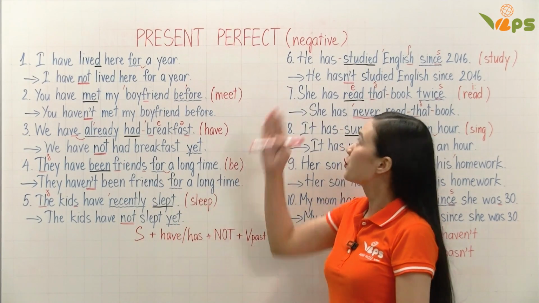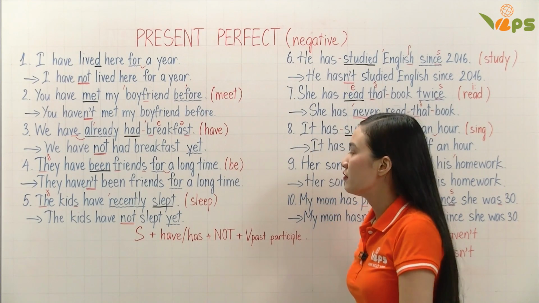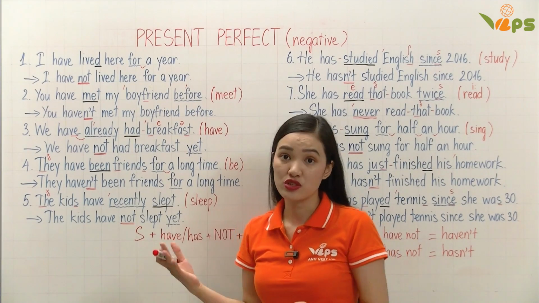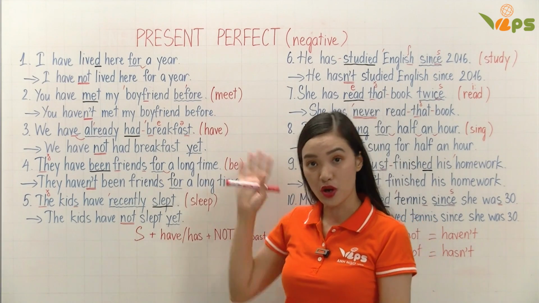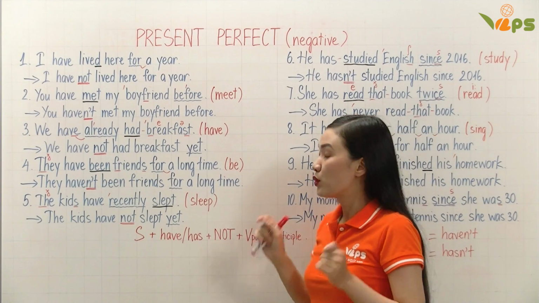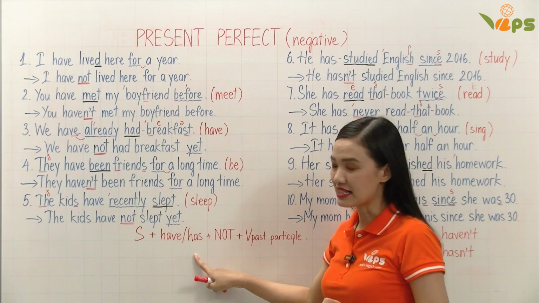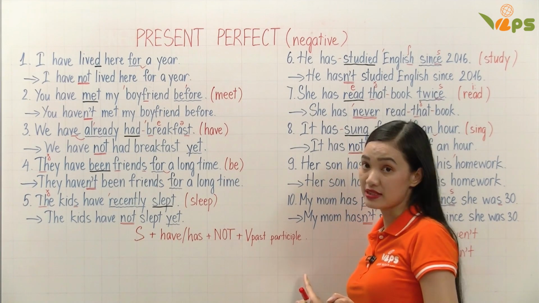Today we'll continue with the negative form of present perfect tense. If you want to know how and when to use this tense, you can come back to part 1. Today we will study the negative form. That means we need to add not between have, has, and then verb past participle.